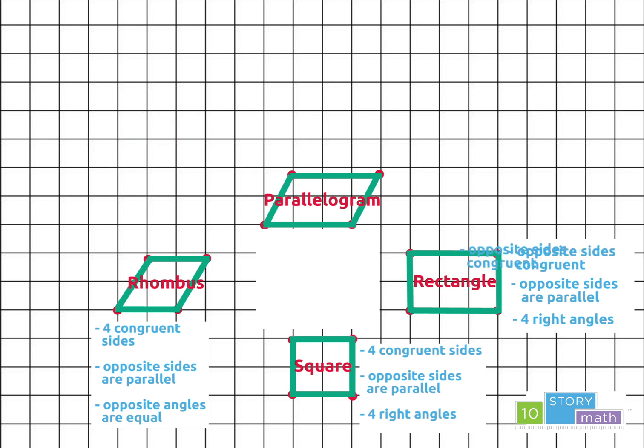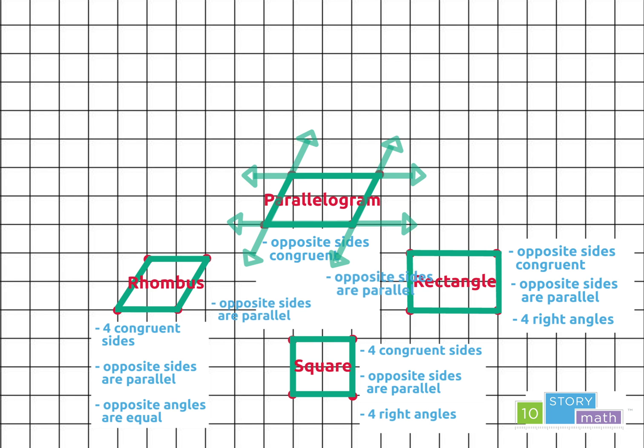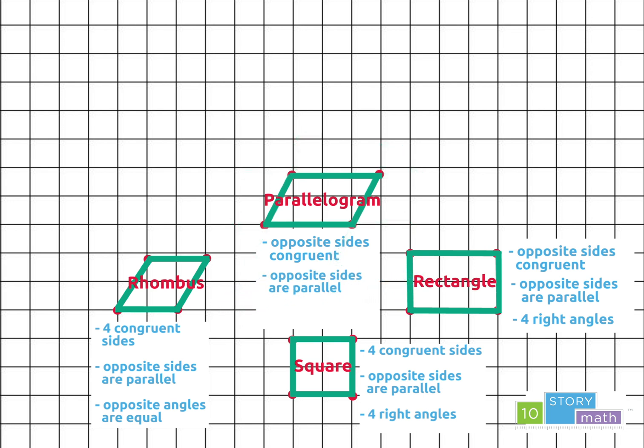Like a rectangle, the opposite sides of a parallelogram are equal or congruent. Like both a rectangle and a rhombus, the opposite sides are parallel. And like a rhombus, the opposite angles are equal. Two acute, two obtuse.